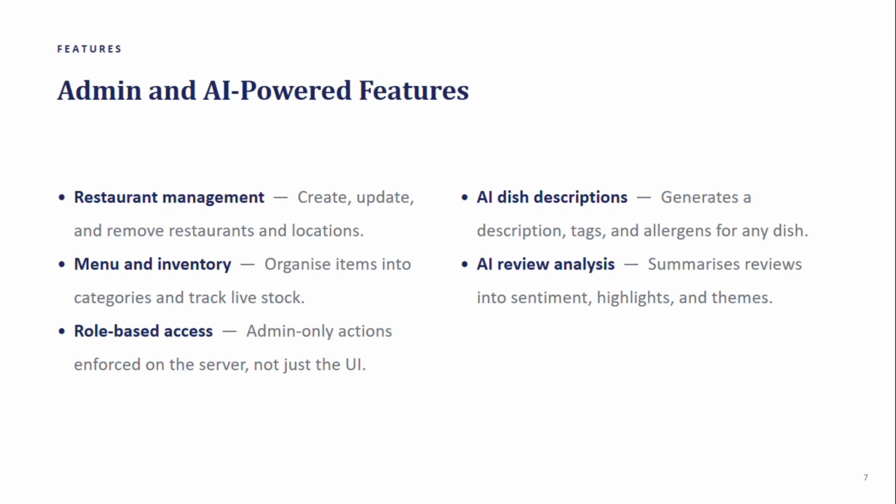Another interesting part of this project is the integration of AI features. AI dish descriptions as well as review analysis. First, the AI feature generates dish descriptions, tags, and information automatically based on the basic dish details given by the admin. The second AI feature analyzes customer reviews and generates sentiment summaries, highlights, and common topics. These features help understand how AI services can be integrated into practical applications.